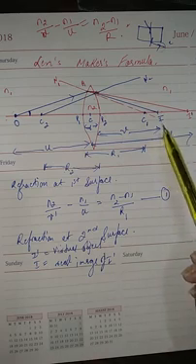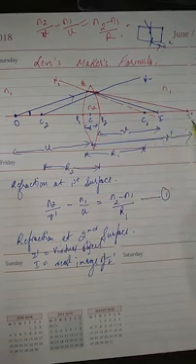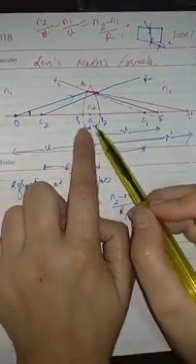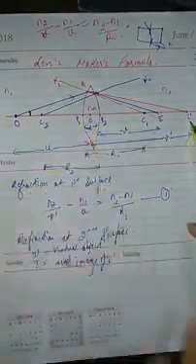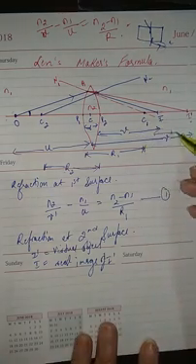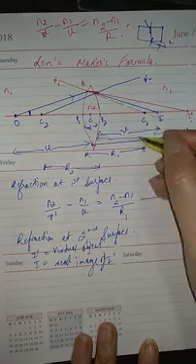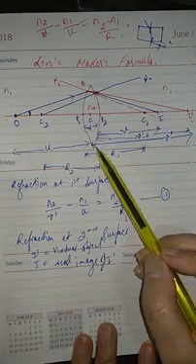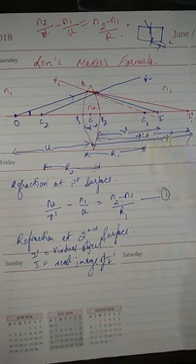The distance of I dash from the pole P2 of the surface is what we need. If this gap is T, and if this distance is V dash, then the distance from P2 to I dash will be V dash minus T.